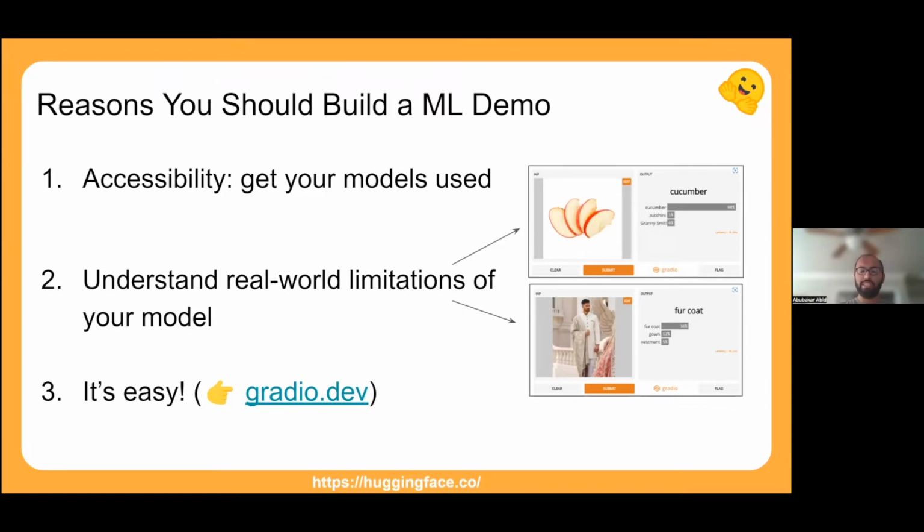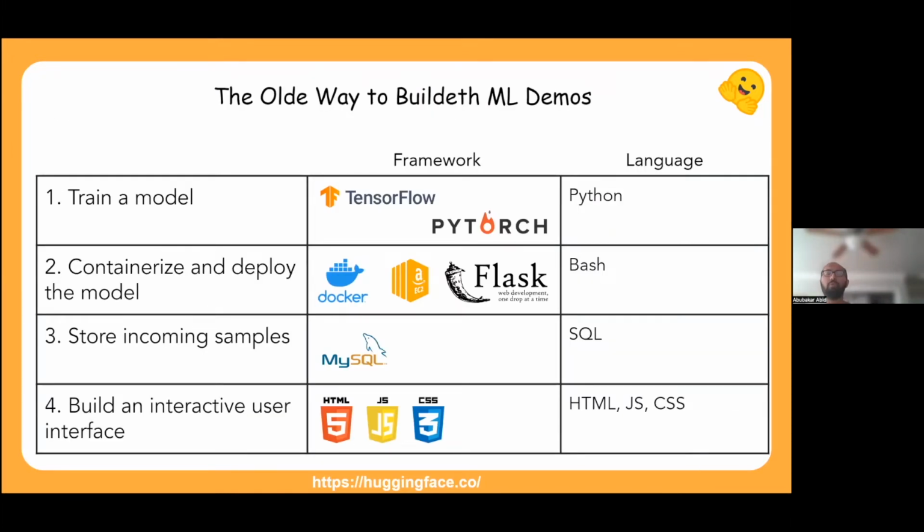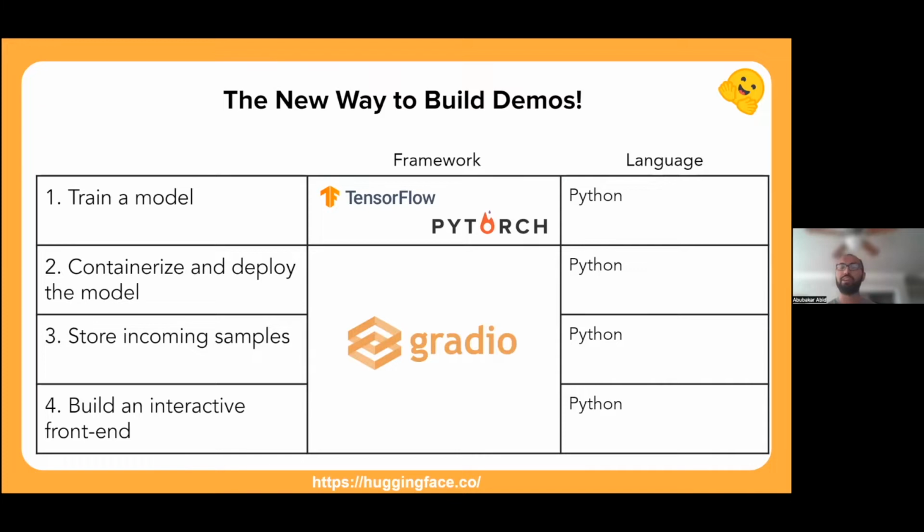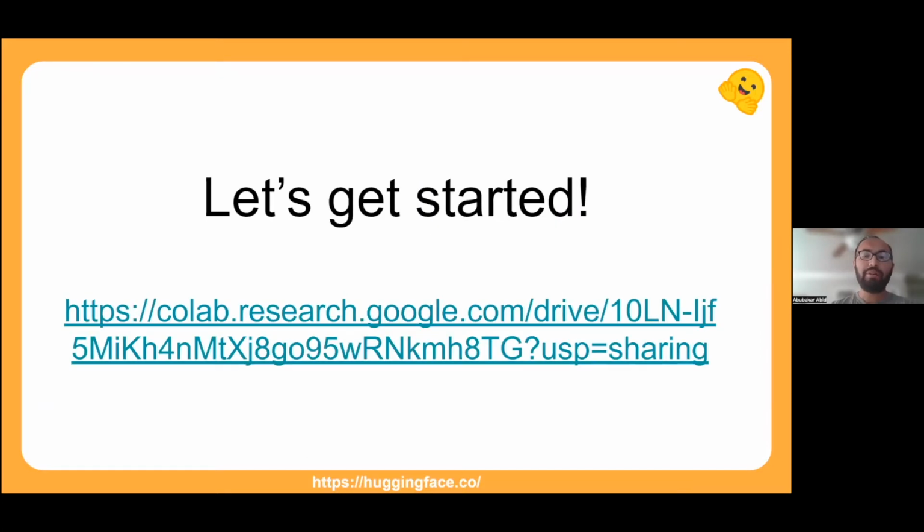It wasn't always easy, right? Historically, building a web demo for your machine learning model required you to know a lot of different technologies and a lot of different frameworks. You needed to know hosting and containerization, all the way down to front-end web development: HTML, JavaScript, CSS. And part of the reason why we created Gradio was to simplify this process. And now you can do all of this entirely with Gradio and entirely in Python, which is a language you already know if you're doing machine learning. So that's what I'm going to be talking about.